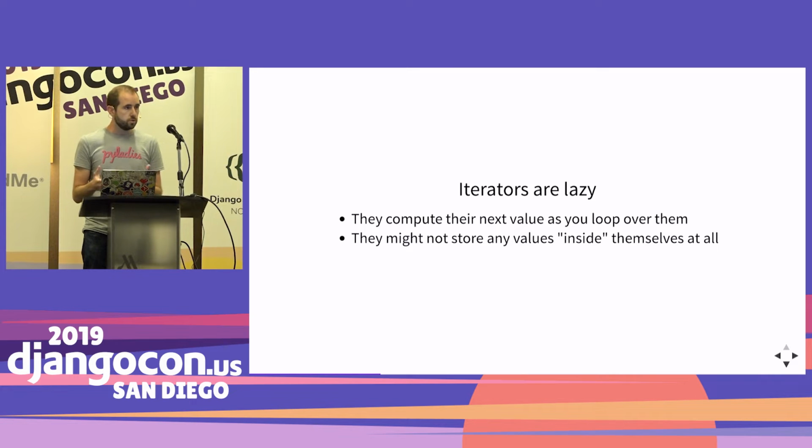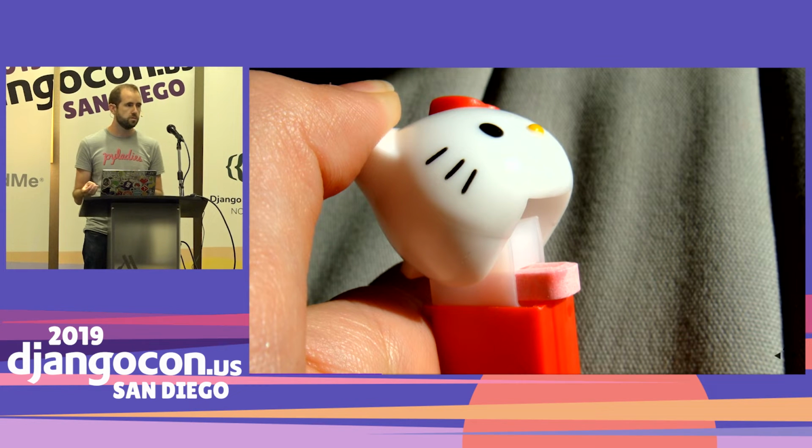So because we consume items from iterators as we loop over them, you can think of iterators as like Hello Kitty Pez dispensers. When you take a Pez out, it is gone. You've consumed it. And once that dispenser is empty, it's useless. There's no way to reload this iterator. And it has no memory of what used to be in it. It has no idea how many things might be in it. Iterators are lazy, single-use iterables.